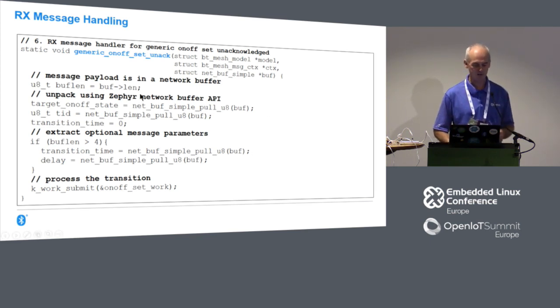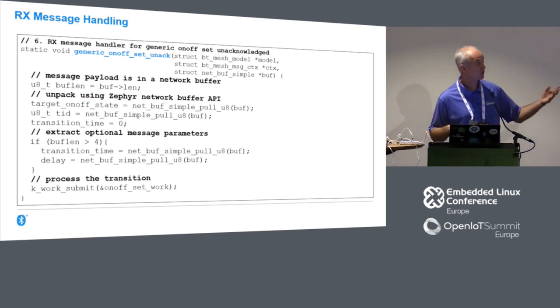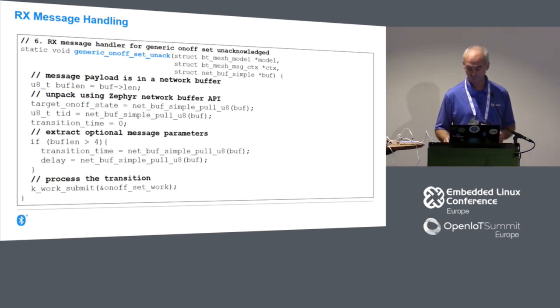So all I'm doing here is I happen to have asked the buffer how long it is, and then I'm doing things like calling netbuf simple pull u8, which pulls a single unsigned octet off the buffer for me, and I put it in a variable and I do stuff with it. Okay, pretty simple. I've used worker queues to serialize my response to messages at the bottom there in this function.